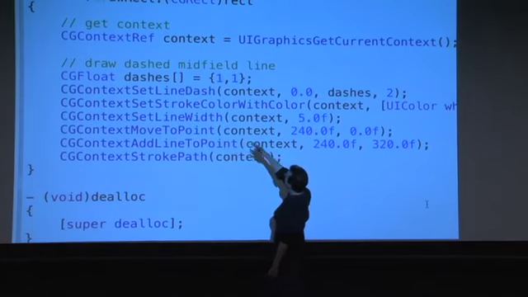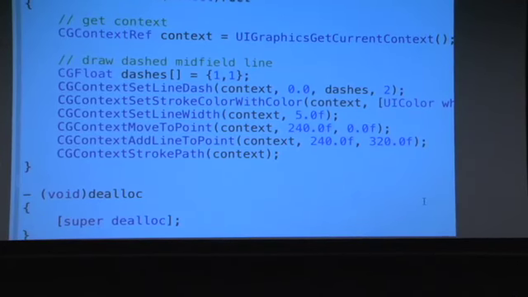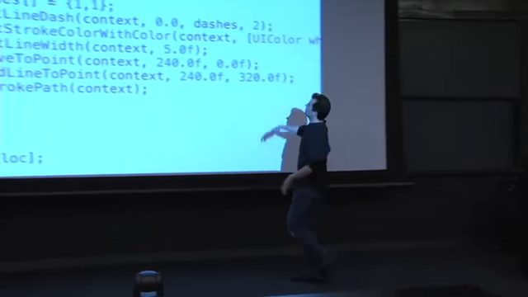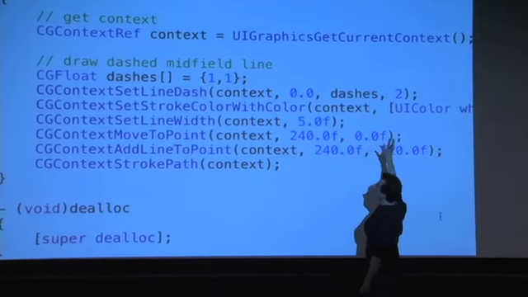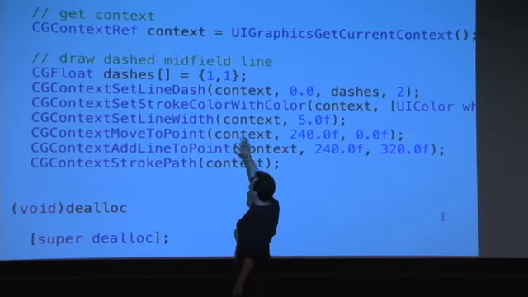Then I called this setLineDash function. I pass in the context because it's asking me, where do you want to draw this line? On what canvas? Well, the current context. Where do I want it to start? 0, 0. What dashes do I want to use there? And we pass in then a stroke color. So that specifies the dashing mechanism.